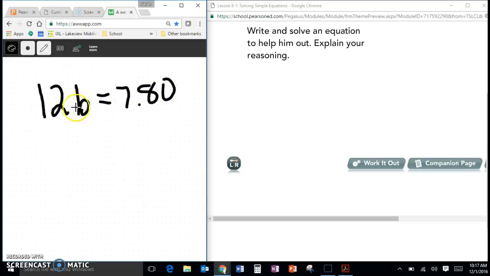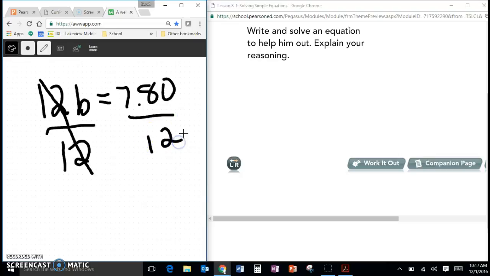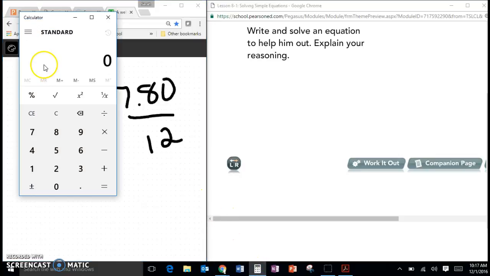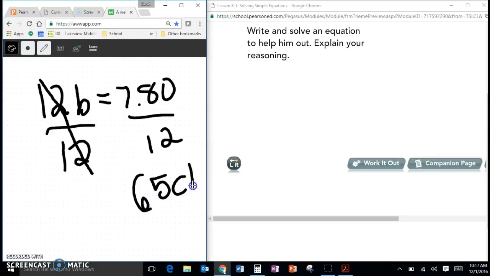So this is multiply. What's the opposite of multiply? We're going to divide. I talked about this yesterday. When we divide, we now use a line to divide. That's how we show it. And these cross each other out because multiplying by 12 and then dividing by 12 is the inverse. We divide by 12, and if you punch in 780 and divide it by 12, you're going to get our answer of 65 cents a bagel. So our bagel shop needs to charge 65 cents a bagel.